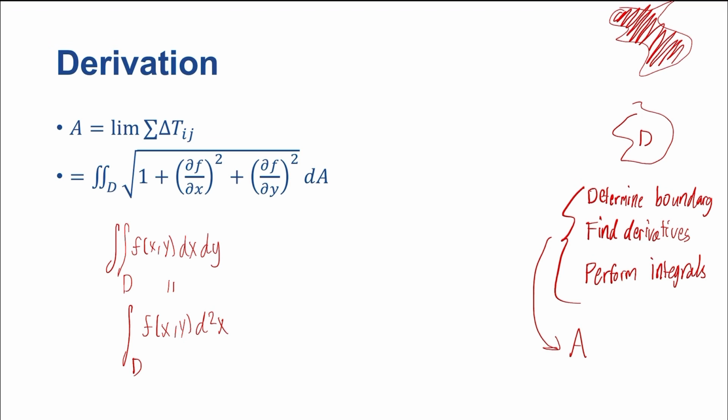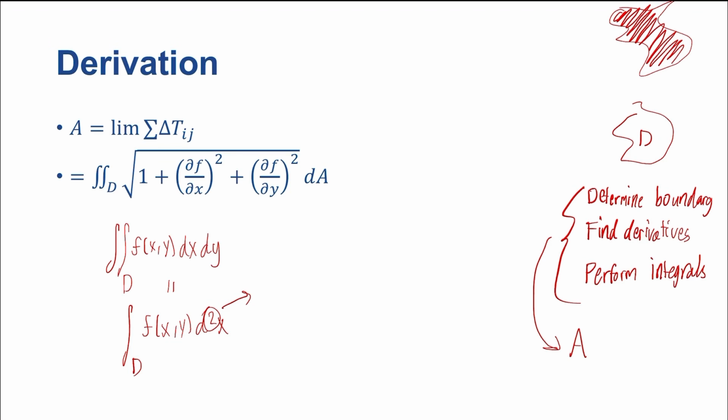Also, it is a more advanced notation because it says you can put it into polar, you can put it into rectangular, whatever you like. This 2 here just means it's a double integral, so it's a 2-dimensional integral. So that means you can do it in polar, you can do it in rectangular.